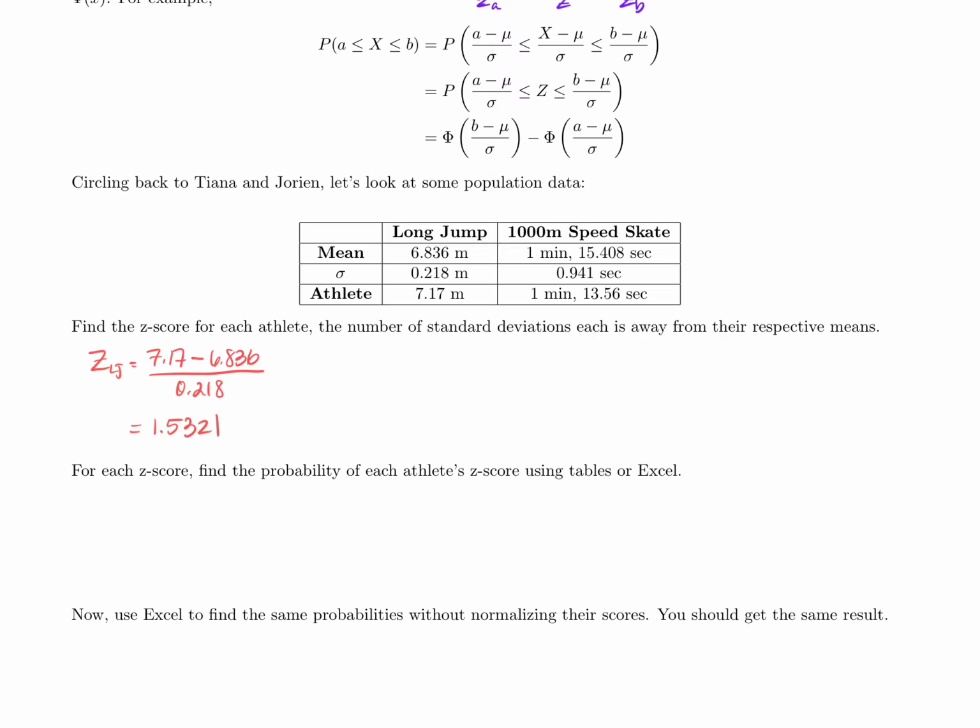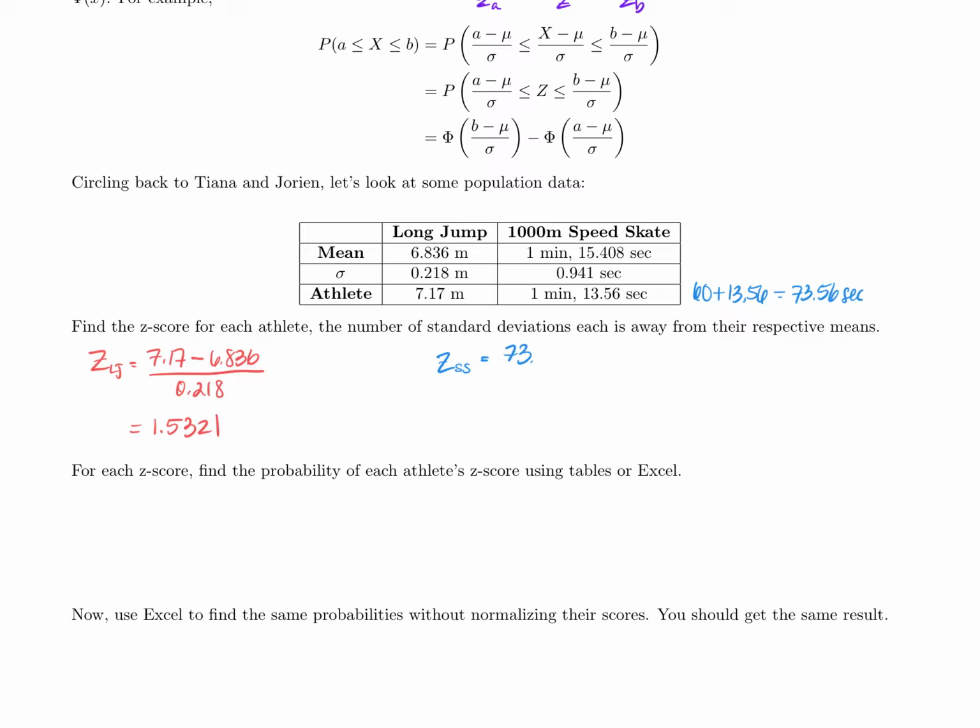Let's see how our speed skater did. For the z-score for the speed skater, we're going to have to do a little bit of adding up some time. It's 1 minute and then 13.56 seconds. So this is 60 plus 13.56 or 73.56 seconds. Because if you notice, our standard deviation is given in seconds, so we're going to convert everything to seconds.